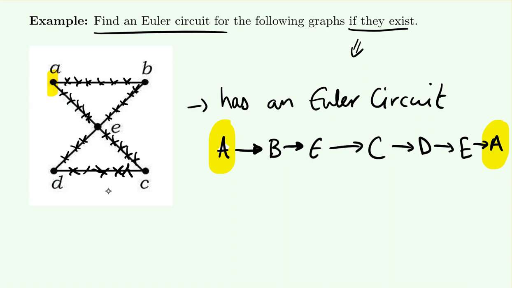Well, it's used every edge only one time, and we haven't missed anything. So let's just verify: A to B, B to E, E to C, C to D, D to E, E to A. So this is an Euler circuit. Now there are many Euler circuits for this graph. This is just one example.